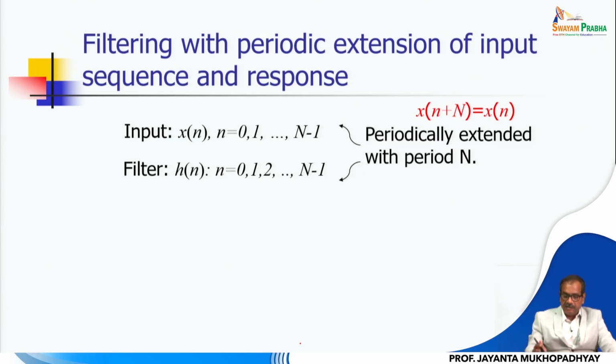So a periodic extension means that it is repeating after the capital Nth point. Suppose I have an input sequence graphically represented like this, say for n equal to 0, 1, 2. My third sample would also be this, then the fourth sample would be this, then the fifth sample would be this. That means it is repeating. These are going like that, and this is how the periodic extension takes place. In the filter response also, it is like this only.